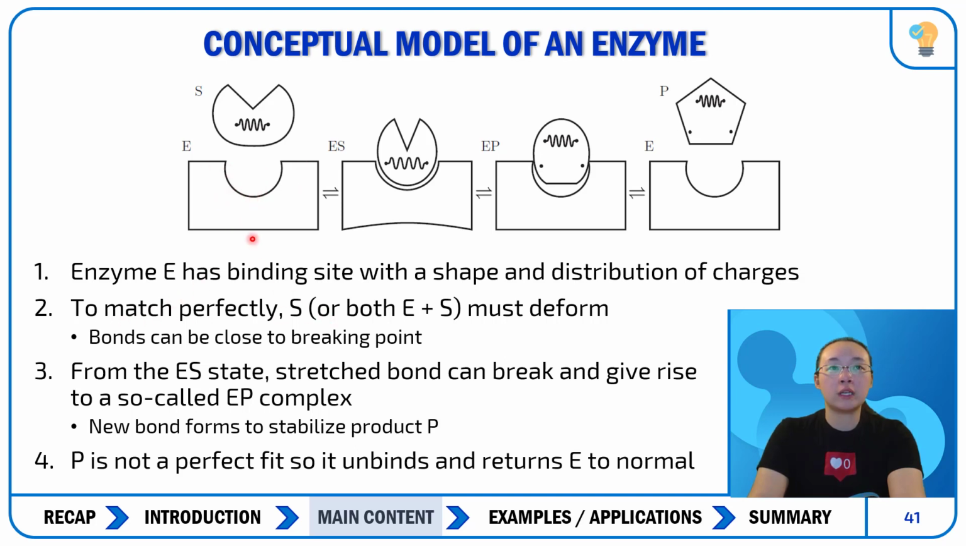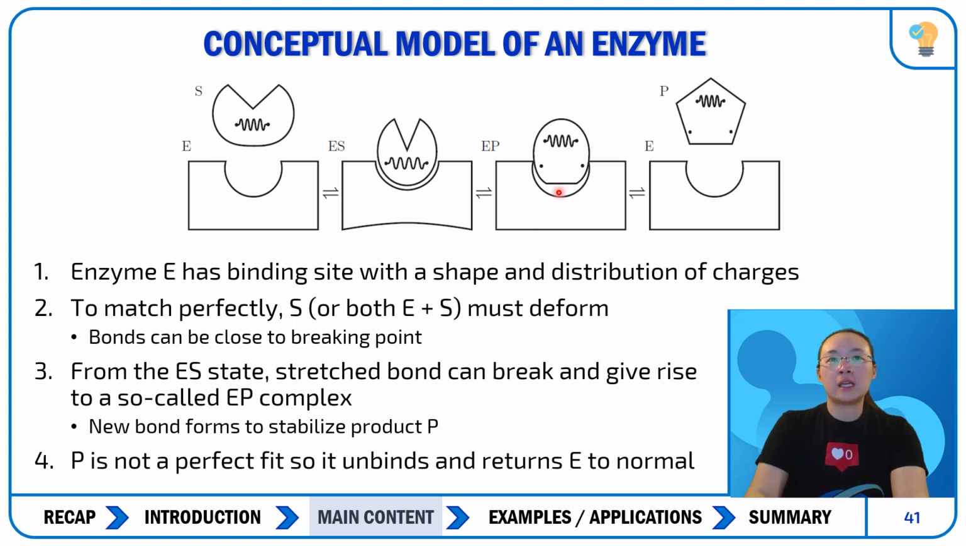To match perfectly, your substrate S has to deform, or both of them have to deform, so that your bonds can come together close to a breaking point. So essentially they have to bend and fit perfectly with each other. Step 3, so when they bind together, they form the ES state. In step 3, from the ES state, the stretched bond can break and give rise to a so-called EP complex.